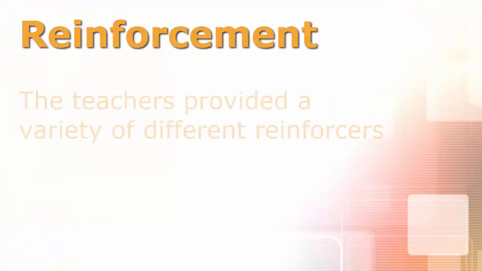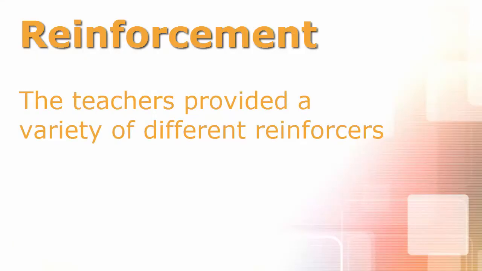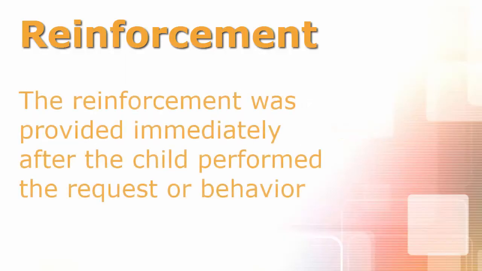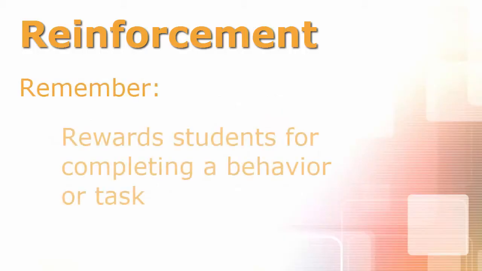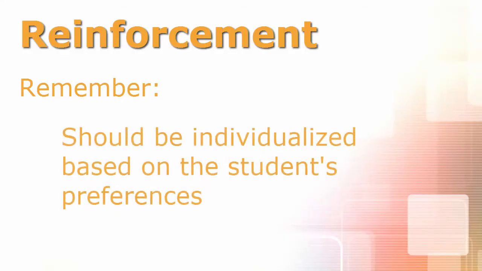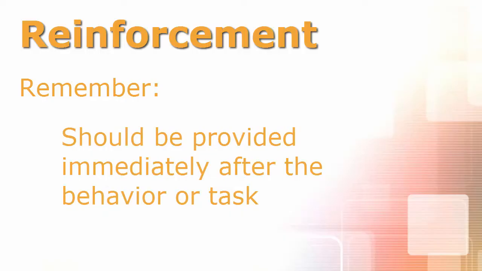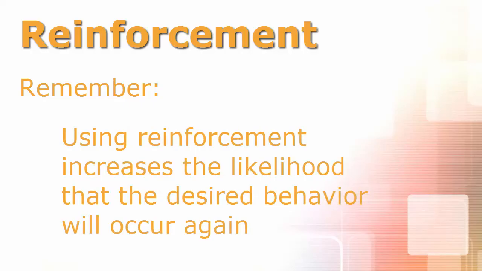As you can see, the teachers provided a variety of different reinforcers. The reinforcement was provided based on the student's response or behavior. The reinforcement was provided immediately after the child performed the request or behavior. Now that you have seen several different examples of reinforcement, remember these important tips. Providing reinforcement rewards students for completing a requested behavior or task. Reinforcement should be individualized based on the student's preferences. Reinforcement should be provided immediately after the student performs the behavior or task. Finally, remember that using reinforcement increases the likelihood that the desired behavior will occur again in the future.